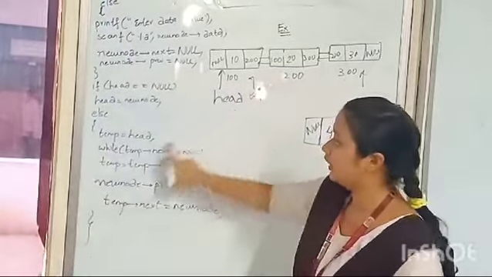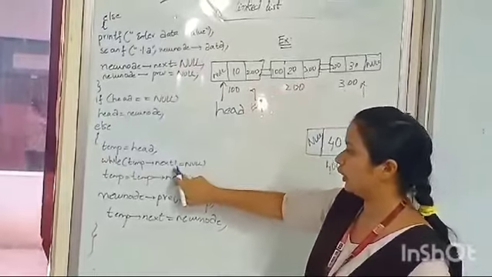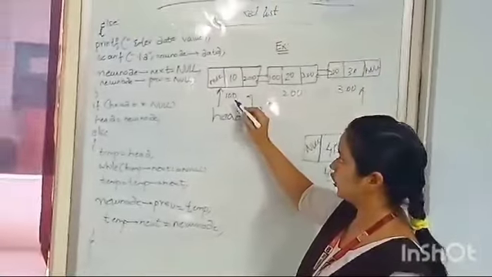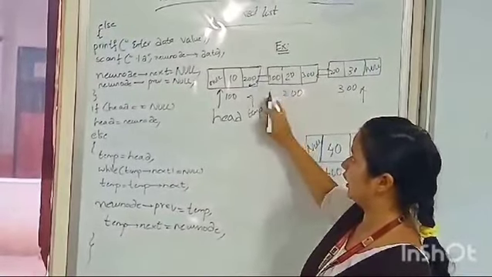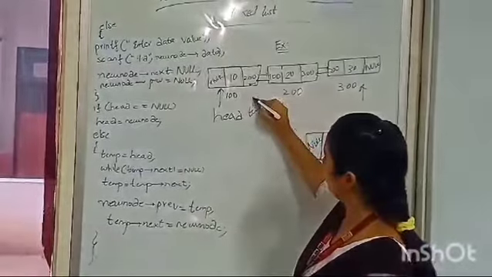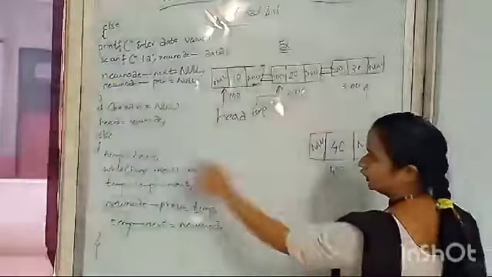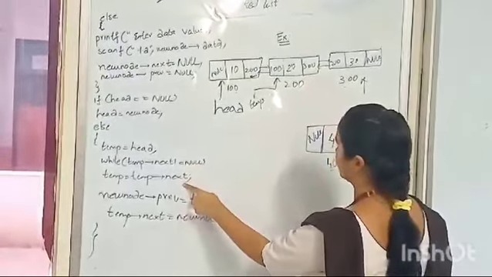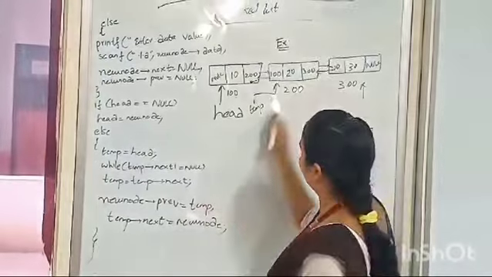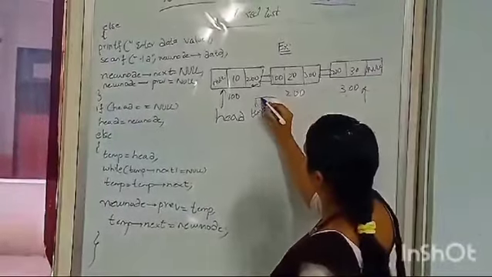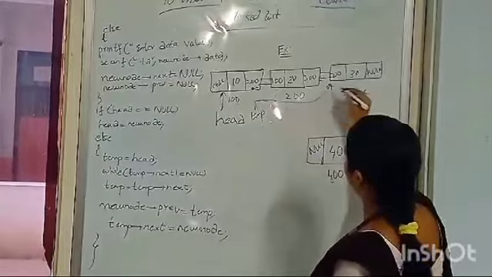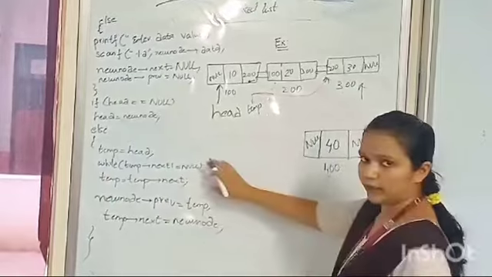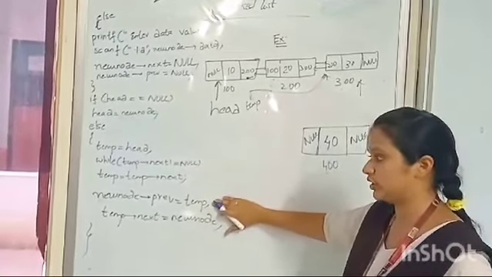Now temp is equal to 100, temp of next is equal to 200. So 200 not equal to null is true, it enters here. Temp is equal to temp of next, so temp becomes 200. Again, temp of next, 200 of next is equal to 300, so it is also true. Again temp is equal to temp of next, so temp is assigned 300. Now temp value is 300, and 300 of next is equal to null. So this is false, so it exits from the loop and comes to this statement.